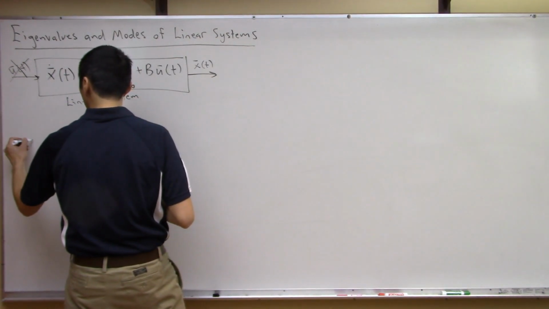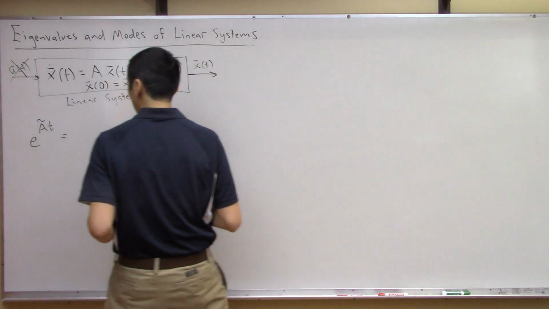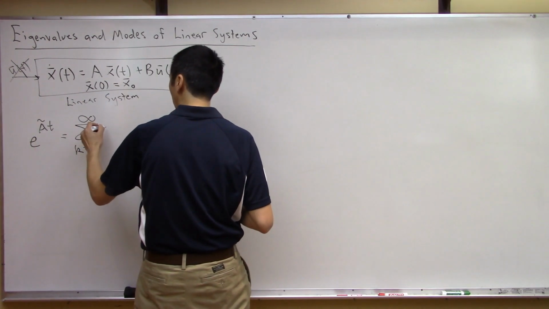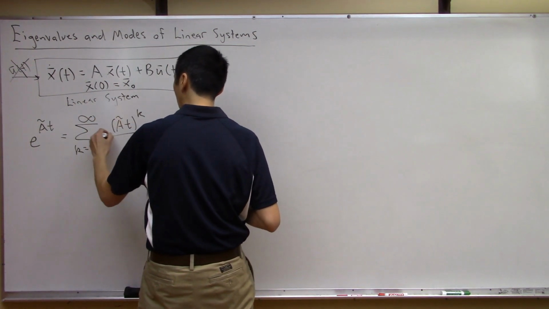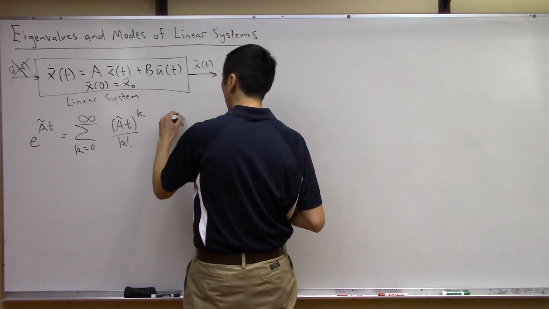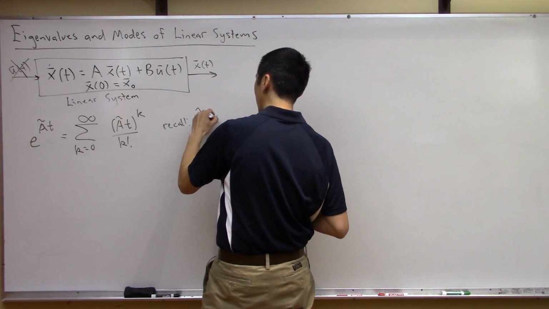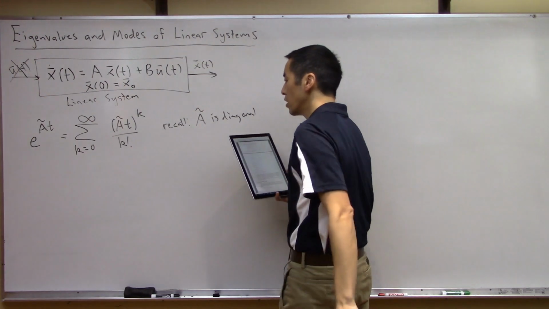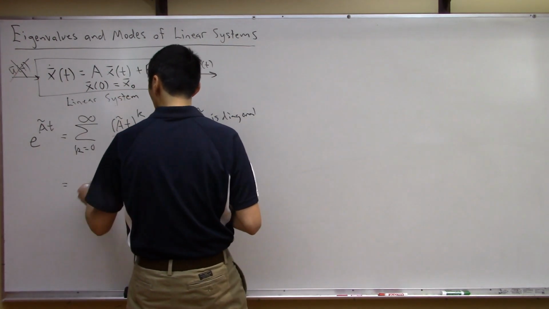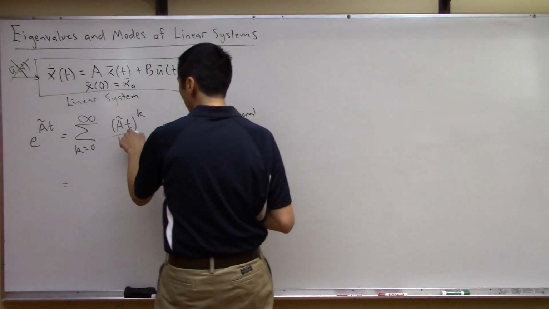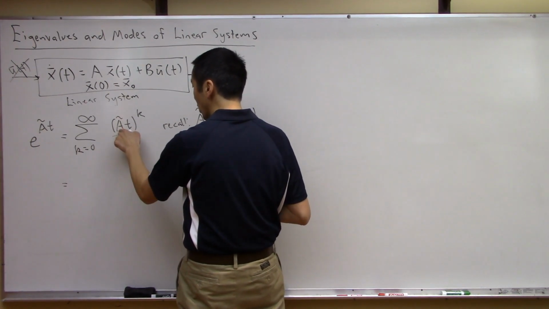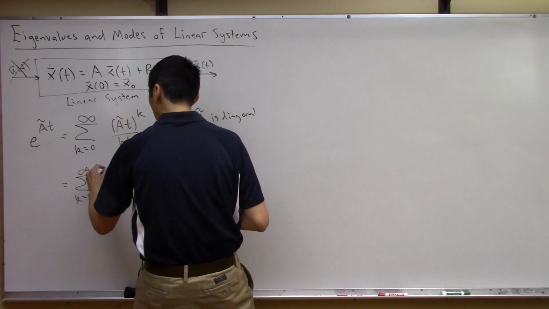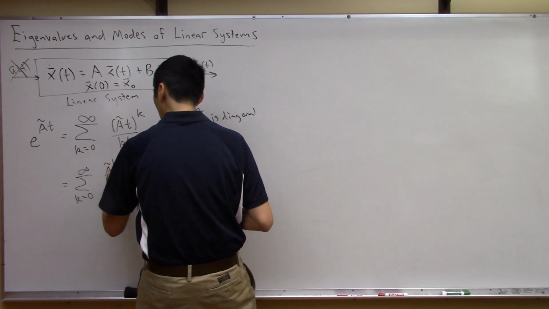Now let's look at that term e to the A tilde t. Again, this is just shorthand notation for the infinite sum of the quantity A tilde t to the k over k factorial. Recall that what we're looking at is the case where A tilde is diagonal, like we just saw. If that's the case, the scalar t can come out, and this can turn into A tilde to the k times t to the k, all over k factorial.